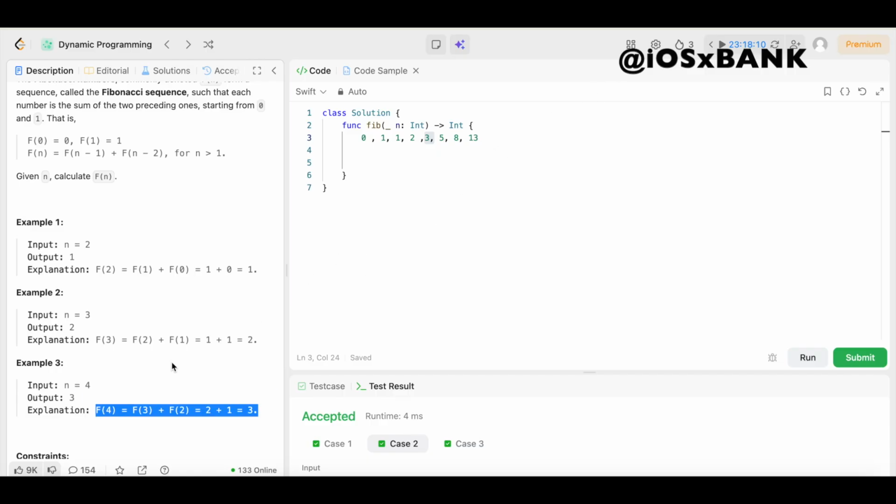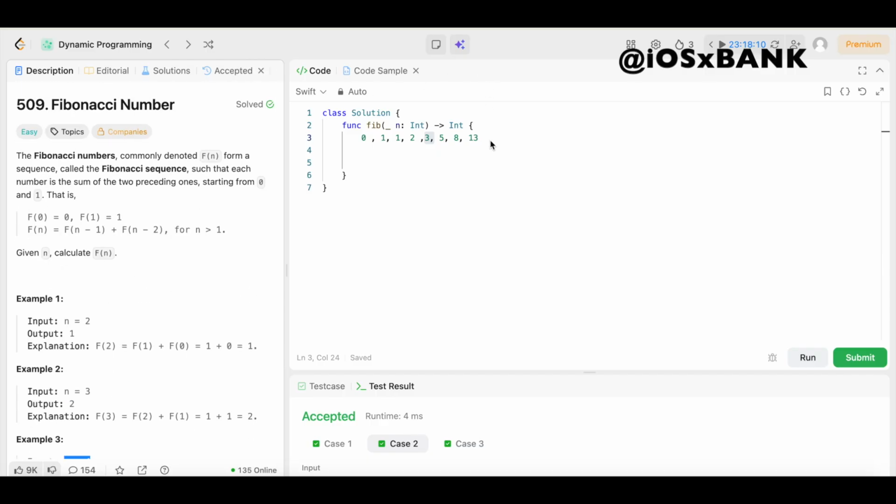So I hope that makes sense to y'all. Just remember, this is n equal 4. We're not talking about the number 4, because that kind of tripped me up when I was coming up with the solution. We're talking about the fourth index of the Fibonacci sequence. So just keep that in mind as we're writing our code.